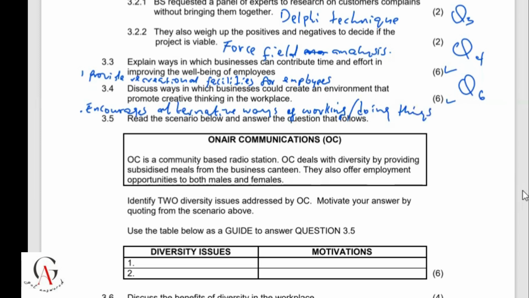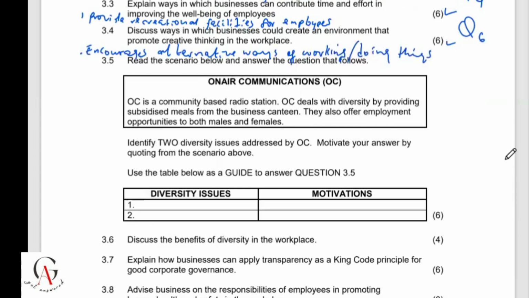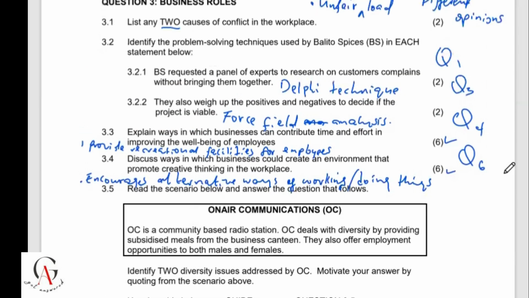Okay, right. So now let's check out 3.5. So 3.5 reads as follows. Honor Communications, OC, is a community-based radio station. OC deals with diversity by providing subsidized meals from the business canteen. They also offer employment opportunities to both males and females. So now identify 2 diversity issues addressed by OC. Justify your answer by quoting from the scenario.